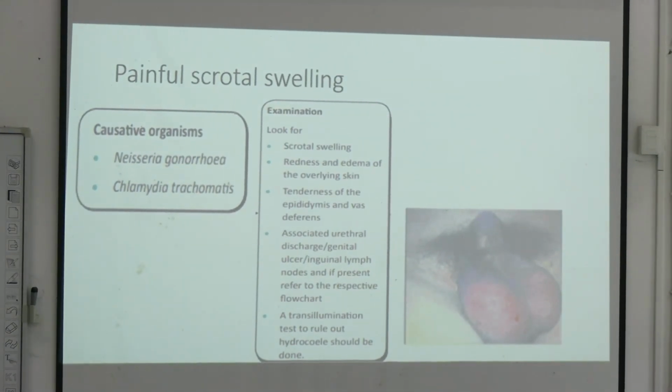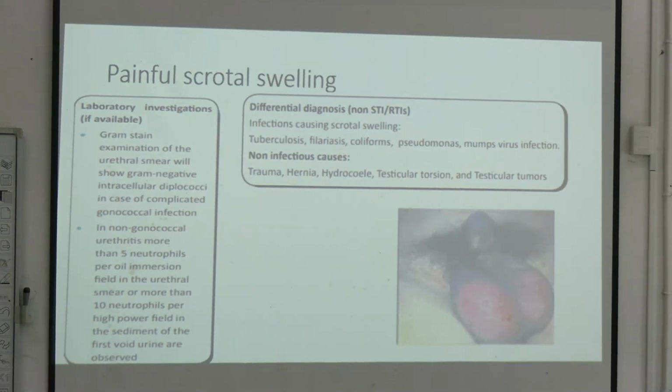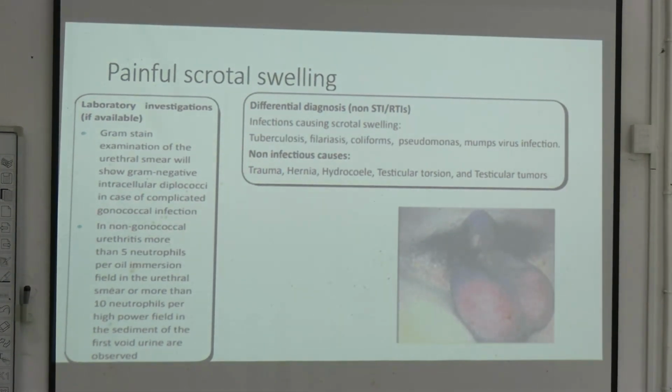So the diagnosis would be almost similar to that as previously, but most importantly, you must be aware of the differential diagnosis. Not all cases of painful scrotal swelling would be STI induced. What are the differential diagnoses? Look over here. Tuberculosis, filariasis, infections with bacteria like Enterobacteriaceae, Pseudomonas, and viral infections like mumps. They can all cause painful swelling in the testis and the scrotum. So you must evaluate to rule out these causes. Okay.